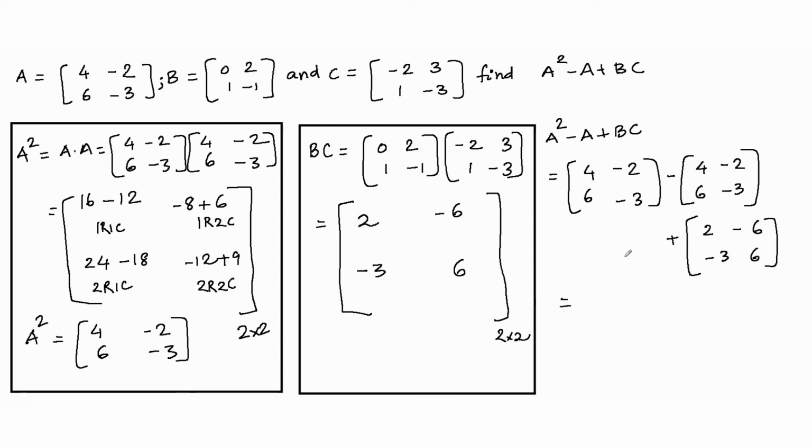And now if I notice, the first two matrices are exactly equal, absolutely no change. And therefore, I would simply go ahead and cancel this. So A square minus A cancels and therefore the answer is [2, -6; -3, 6], right? So this is how we find the value of A square minus A plus BC. So let me again pause for a few seconds before I move on to the next question.